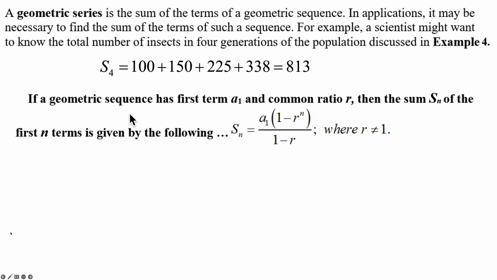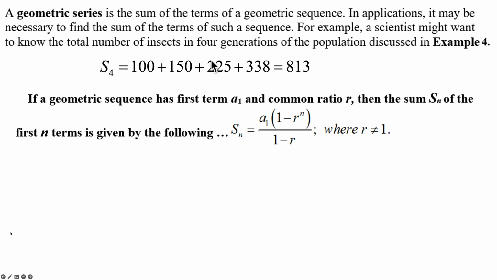If a geometric sequence has first term a sub 1 and common ratio r, then the sum s sub n of the first n terms is given by the following formula: a sub 1 times 1 minus r to the n, all over 1 minus r. We just have to make sure that r does not equal 1, because that would create a 0 in our denominator.